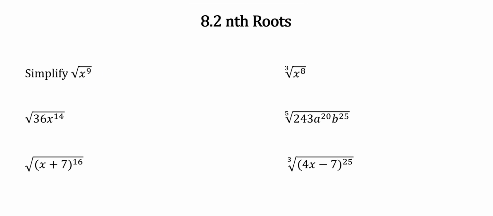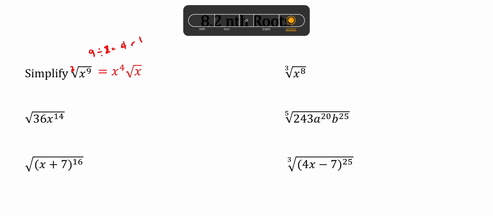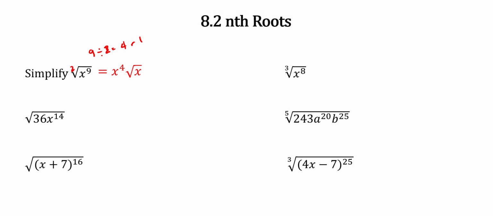So x to the 9th, and we've got a 2 here. So 9, this is good old 3rd grade division, divided by 2 is going to be 4 with a remainder of 1. So I'm going to have x to the 4th power on the inside and x to the 1st power on the outside. Okay, I want you to practice the rest of these. Let's see what we can do.